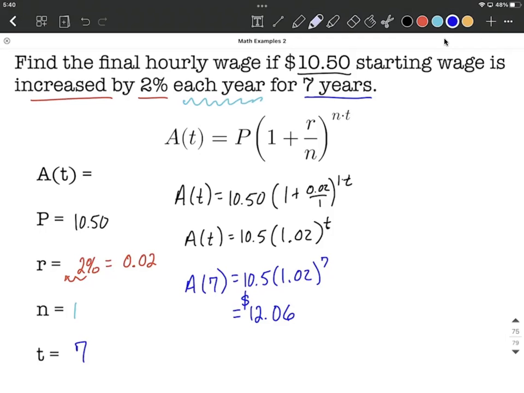All right, hope this helps out. Some of these you're asked to come up with the function itself. Others, you have to do both the function and fill in a specified time period. All right, so good luck.